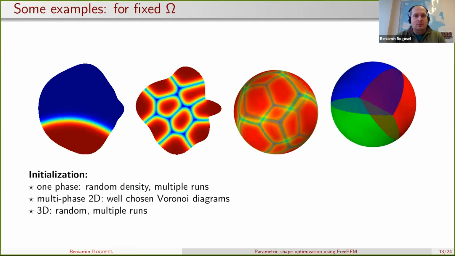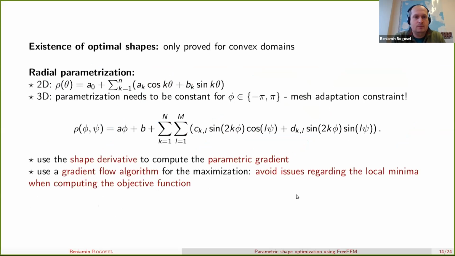Now, just to show some examples for a fixed domain omega. So here you have an example where you minimize the relative perimeter, and here you have some partitions for 2D surfaces and 3D. And for initialization, for one phase, you take something random and you just run it multiple times to get rid of local minima. And for the multi-phase, you can use Voronoi diagrams. In 3D it is also some random and multiple runs.